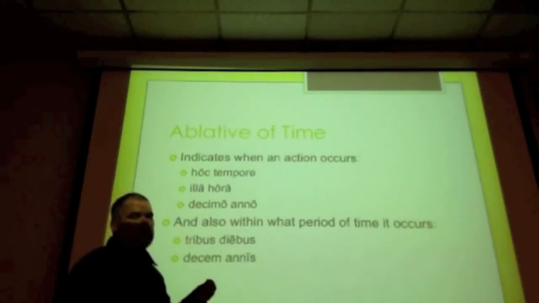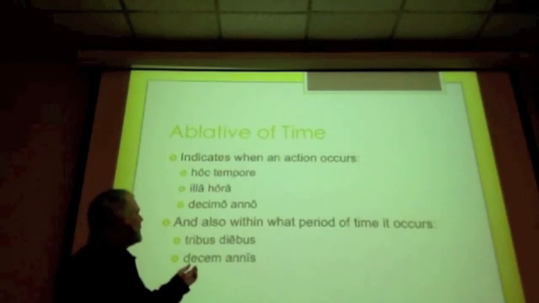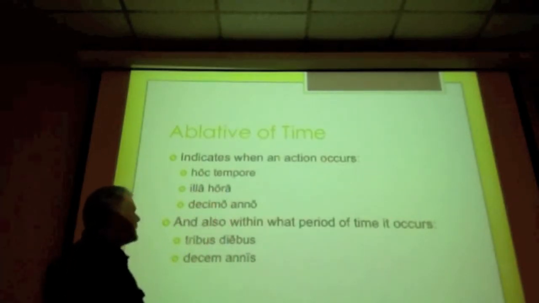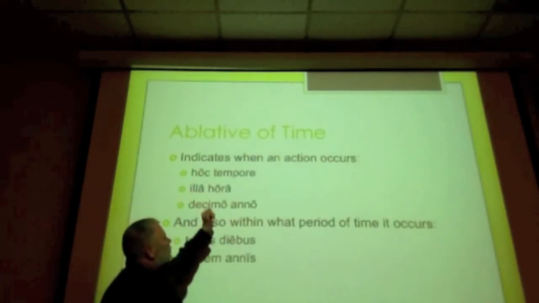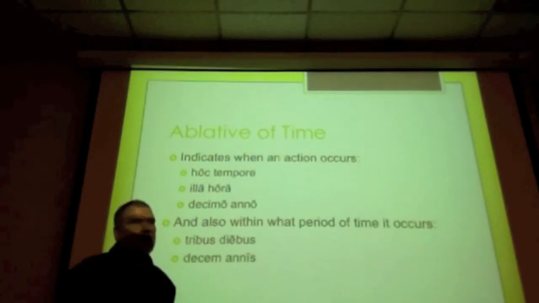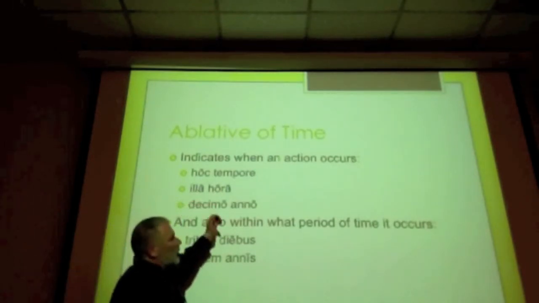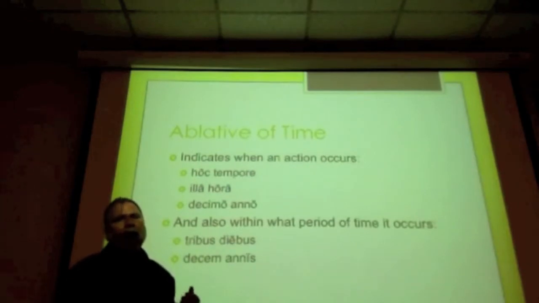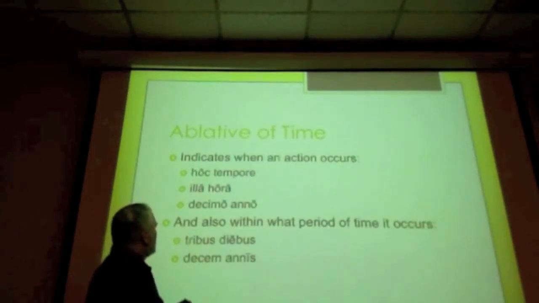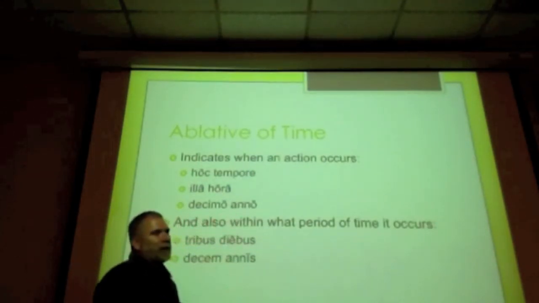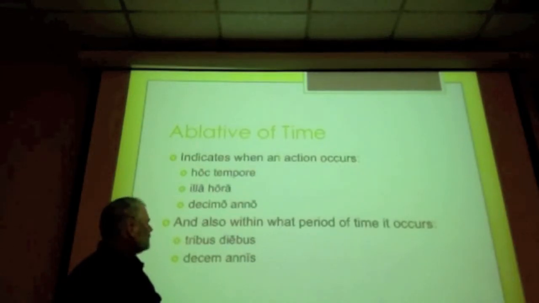In Latin, you can use the ablative of time to indicate when an action occurs. To give an example, hoc tempore means at this time. Illa hora means at that hour. Okay? Decimo anno means in the 10th year.